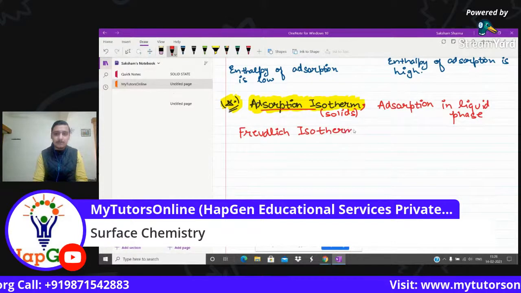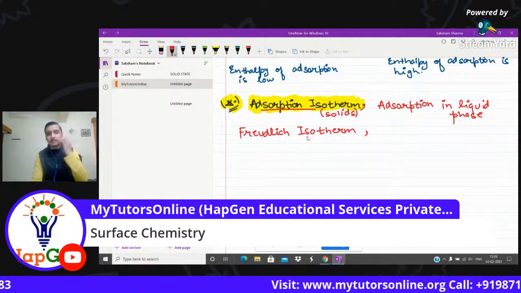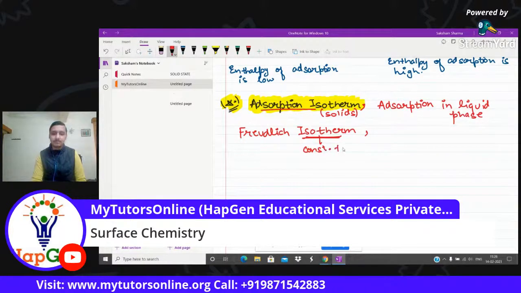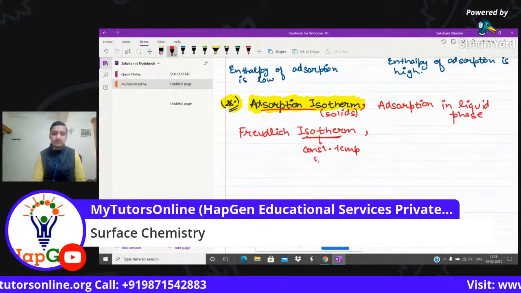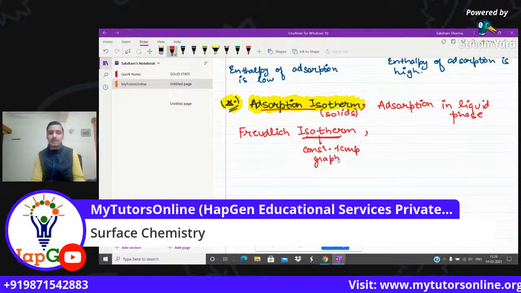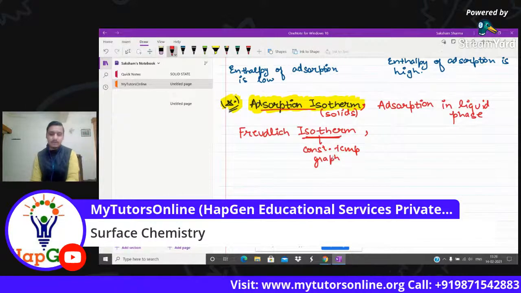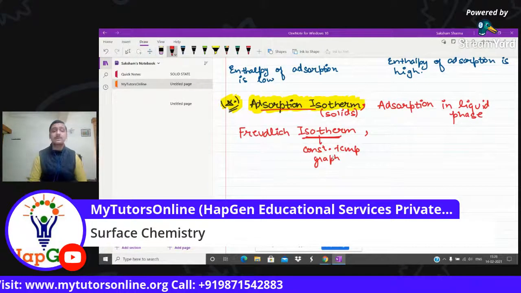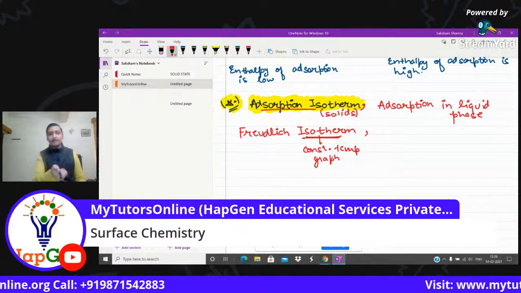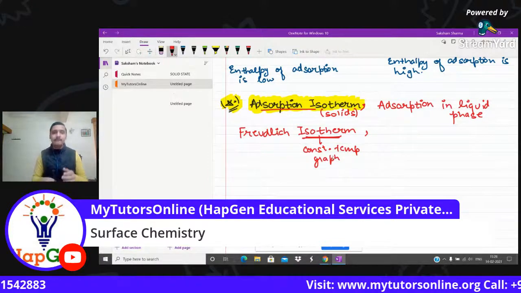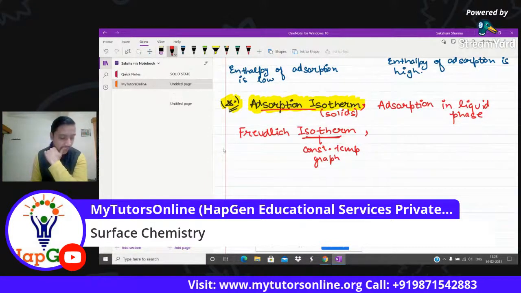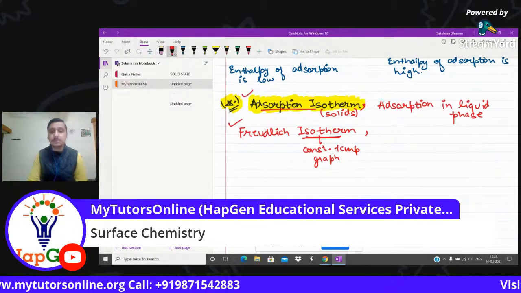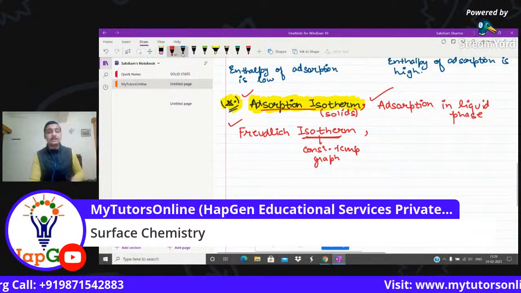Some of you might be confused that sir is again and again saying the term isotherm. An isotherm is nothing but a constant temperature graph, you can say. Isotherm is drawn in that way. I hope you understood now. Whenever we are talking about an isotherm, your temperature will be constant and the other properties may be variable. So I've told you about the Freundlich isotherm, adsorption, and adsorption in liquid phase.